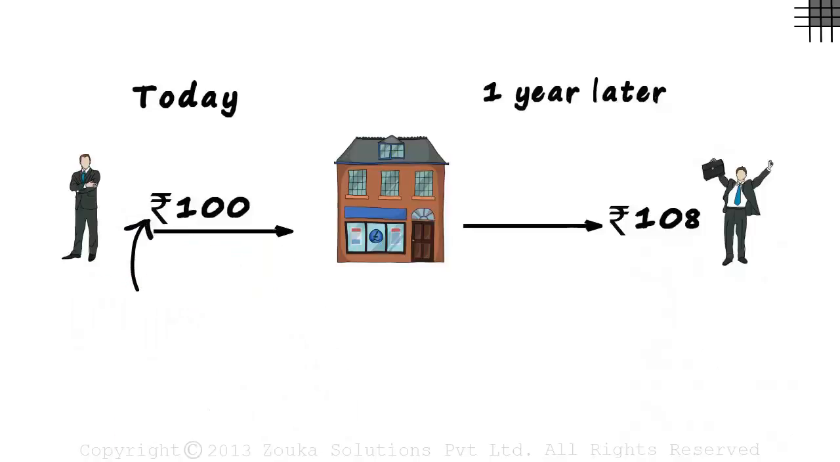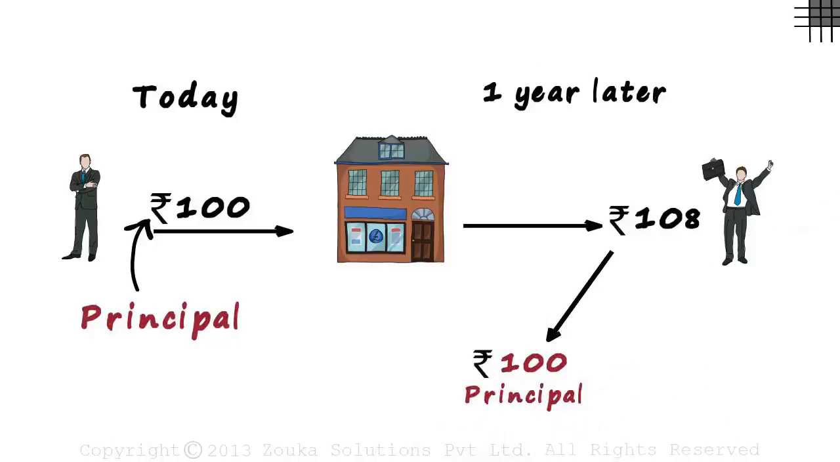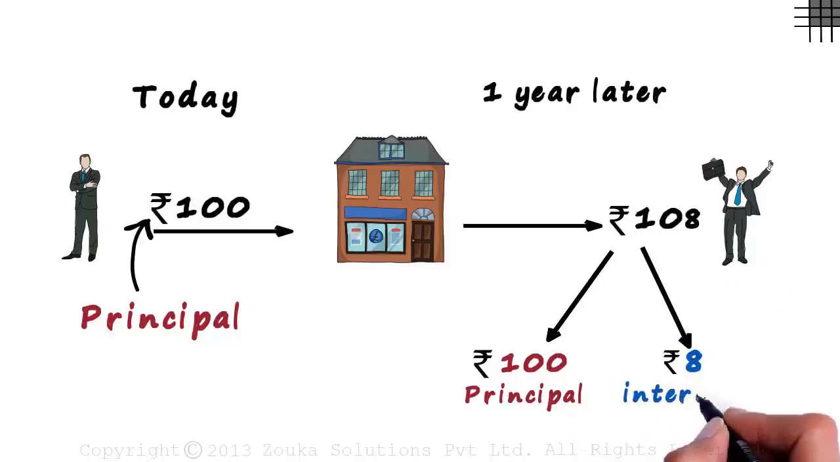This 100 rupees is called the principal. It is basically the initial amount. And what Edward gets after a year is comprised of two parts. One part is that he gets back his principal of 100 rupees, and the 8 rupees that's left with him is called the interest. And what Edward gets after a year is 100 rupees of principal and 8 rupees of interest. So the bank is paying interest to Edward for allowing it to keep his 100 rupees for a year.